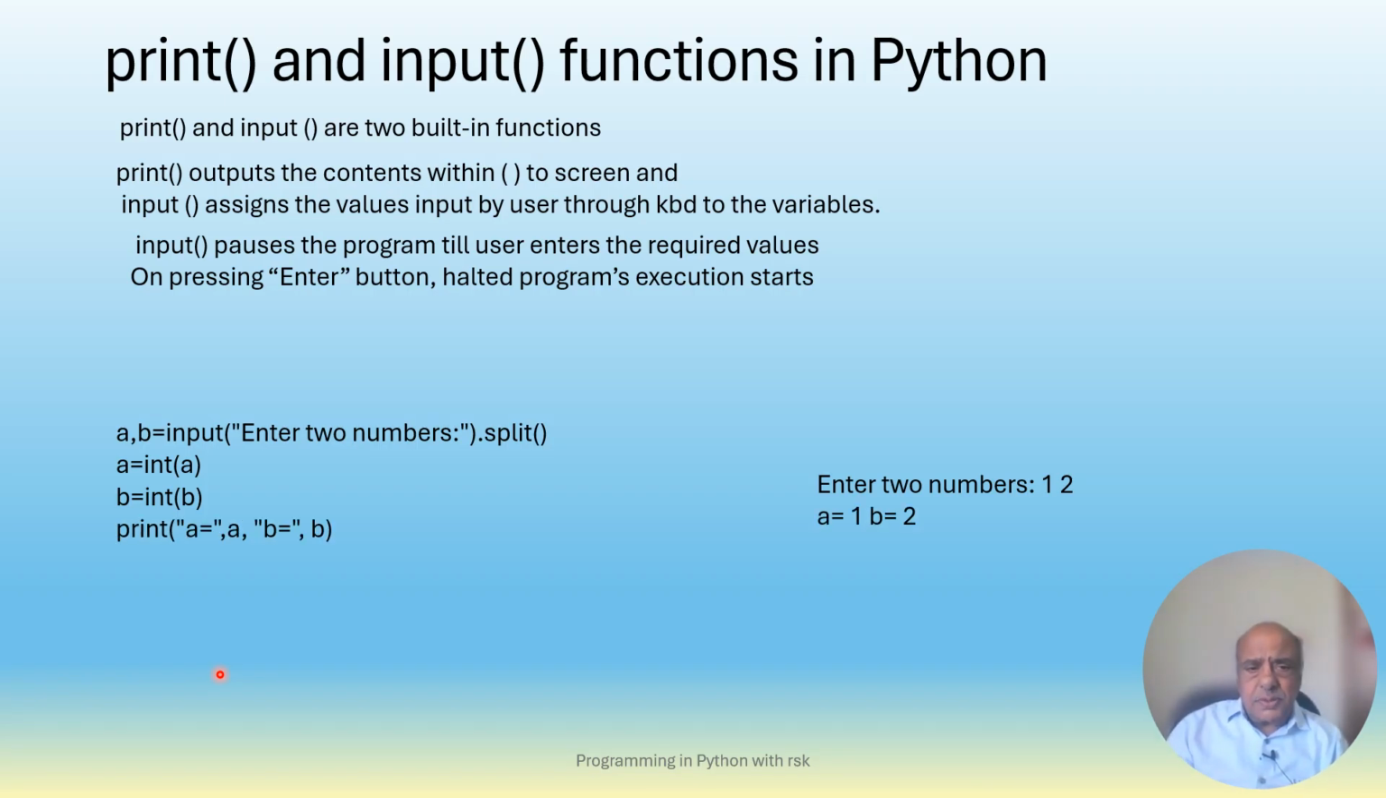When the print statement is executed in the program, we ask the program to display the values for a and b. So here we get a display: a = 1, b = 2.